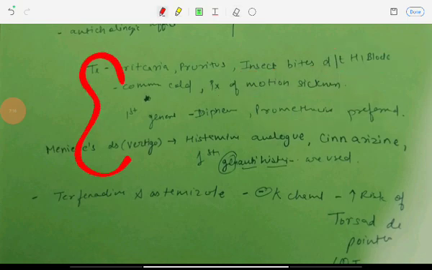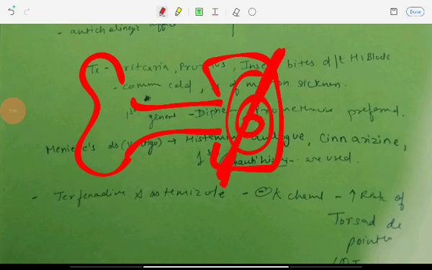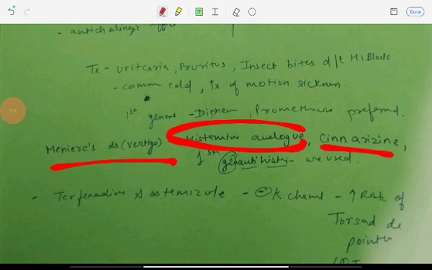Suppose, for example, Meniere's disease is a disease of the inner ear. This is our external ear, and then this is the middle portion of the ear, and then comes the inner portion of the ear. Meniere's disease is an inner ear disease, which leads to vertigo. Vertigo in Hindi means chakkarana, that means dizziness, feeling dizzy. So in Meniere's disease also we can give histamine analogs, and we can give cinnarizine, and we can give first generation antihistamines.